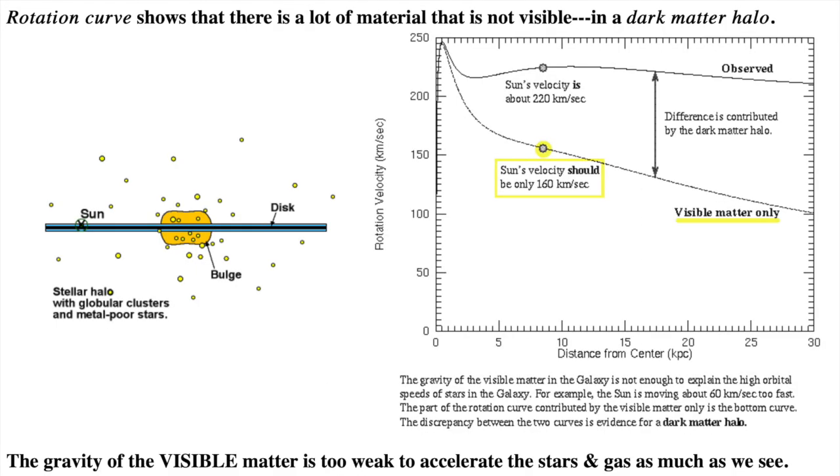Next slide. The rotation curve for the galaxy stays pretty flat out to great distances instead of falling off. The flat rotation curve that is significantly higher than expected from the gravity of the stuff we can see, the visible matter, shows us that there is a lot of material that is not visible. The gravity of the visible matter is too weak to accelerate the stars and gas as much as we see.